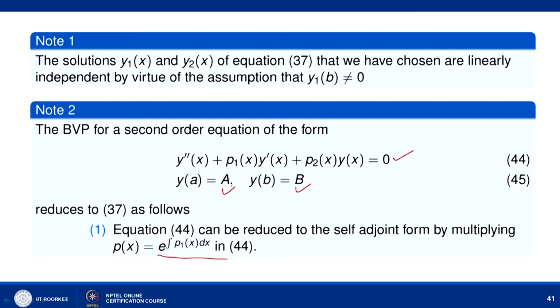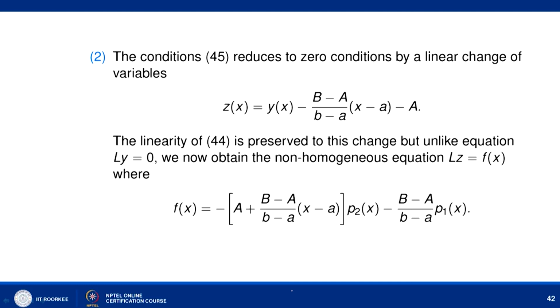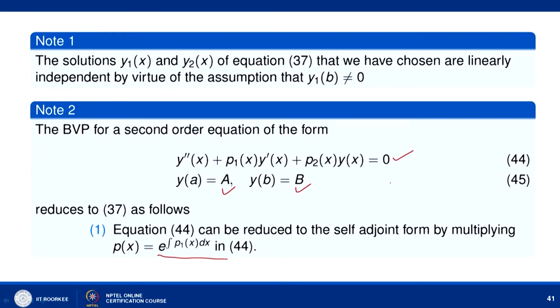Now look at the non-homogeneous boundary conditions, which can be rectified by a linear change of variable. If we assume z(x) equal to y(x) minus (beta minus alpha) upon (b minus a) times (x minus a), then this z(x) has, in fact what we have done here is consider z(x) equal to y(x) plus a linear term. Sorry, I have to use some other variable because a and b are already given here.